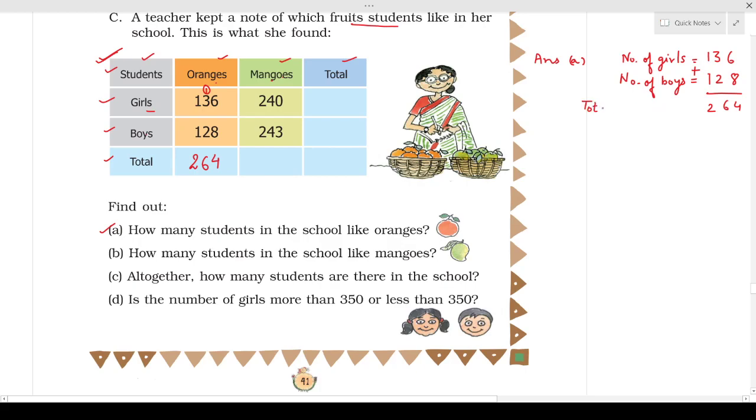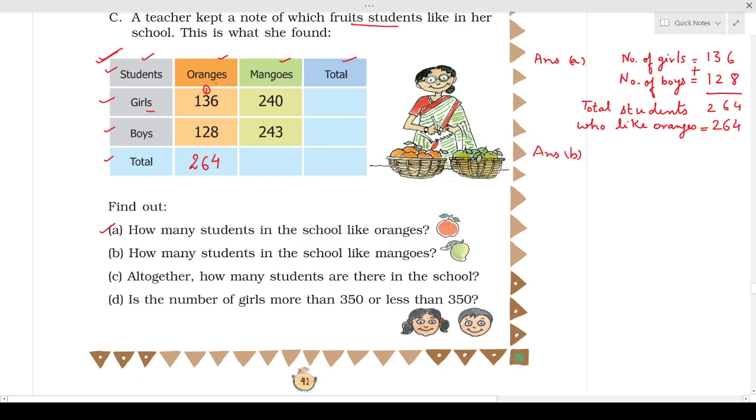So here you will write the answer: total students who like oranges equals 264.